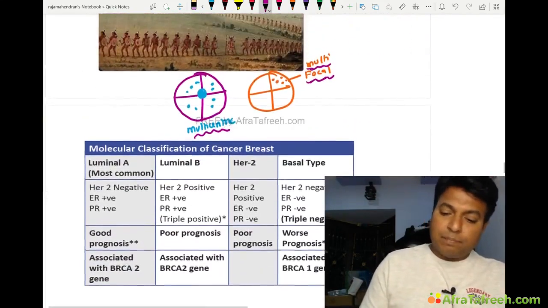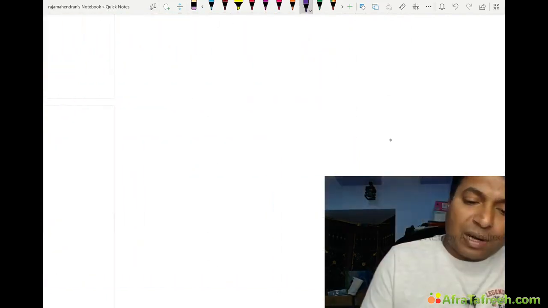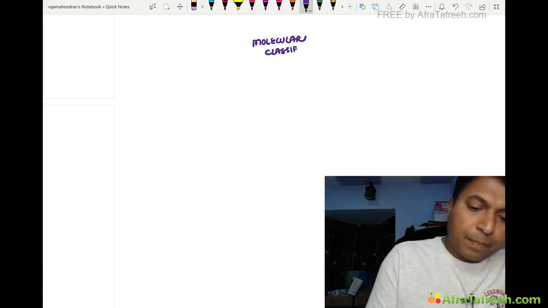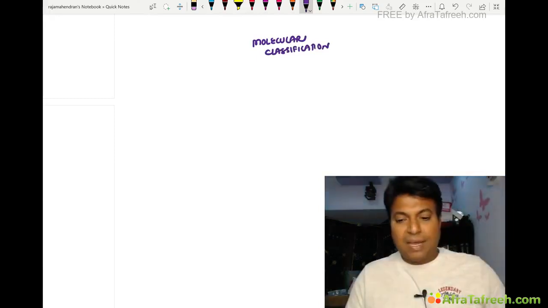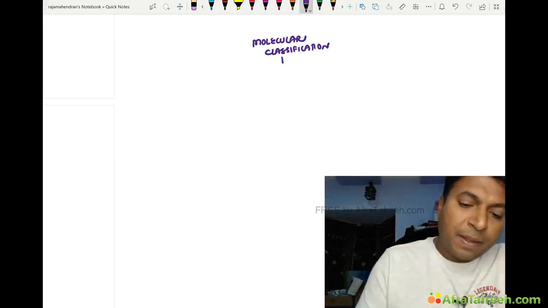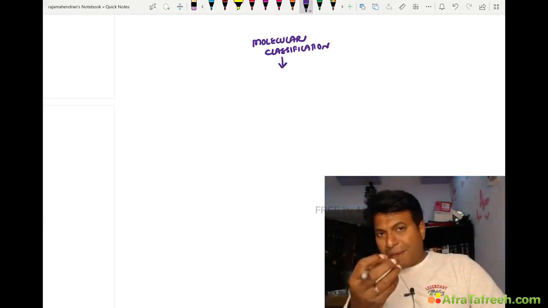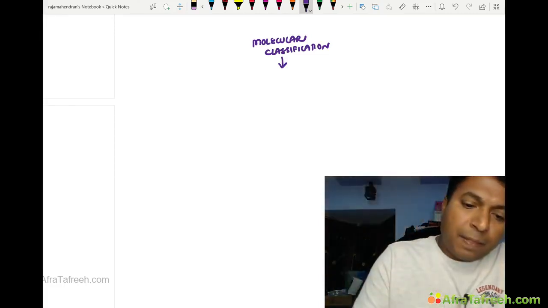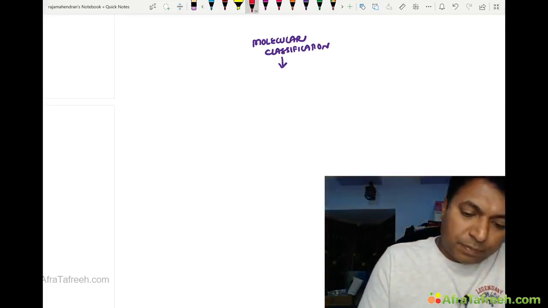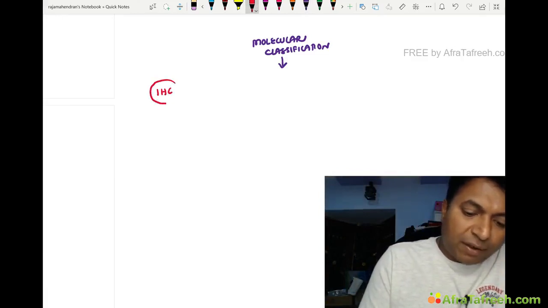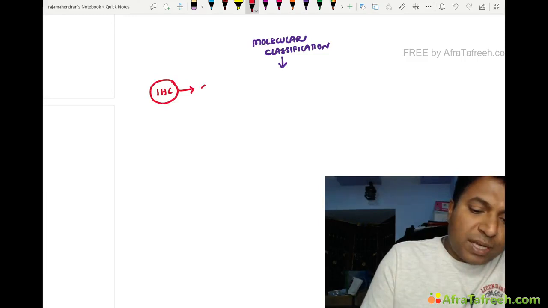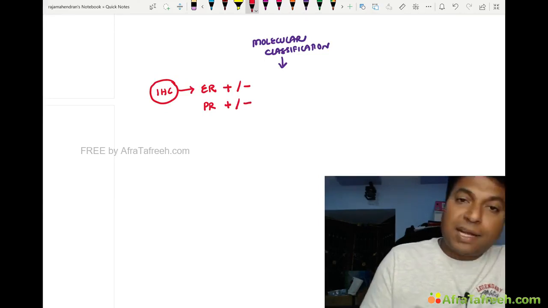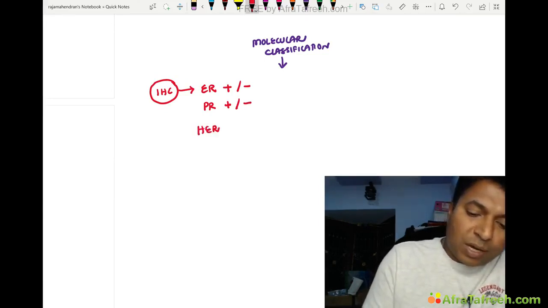Now, there is a very important question which is frequently asked nowadays, on molecular classification of breast cancer. This is not there in Bailey or Sabiston, but you should remember this. This is from pathology. The biopsy tissue from the true cut biopsy has to be sent, and immunohistochemistry should be done from the tumor. It shows estrogen receptor positive or negative, progesterone receptor positive or negative, and similarly HER2.